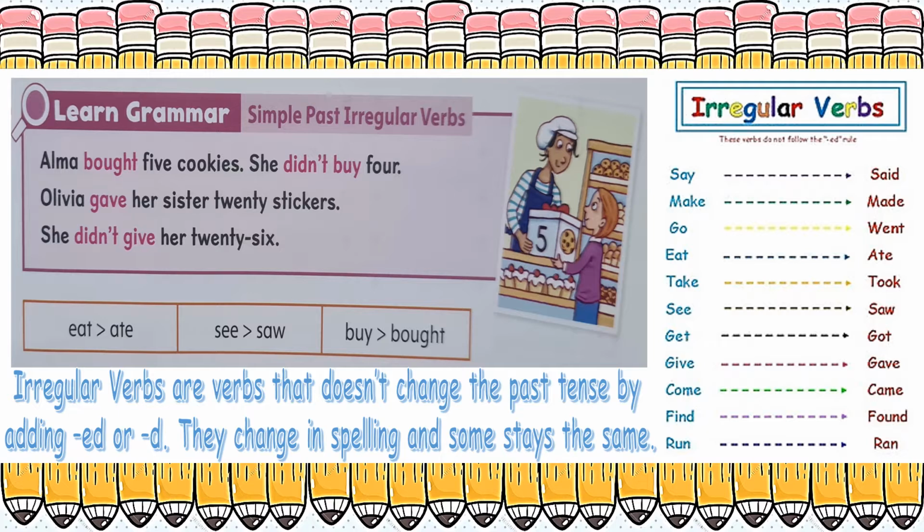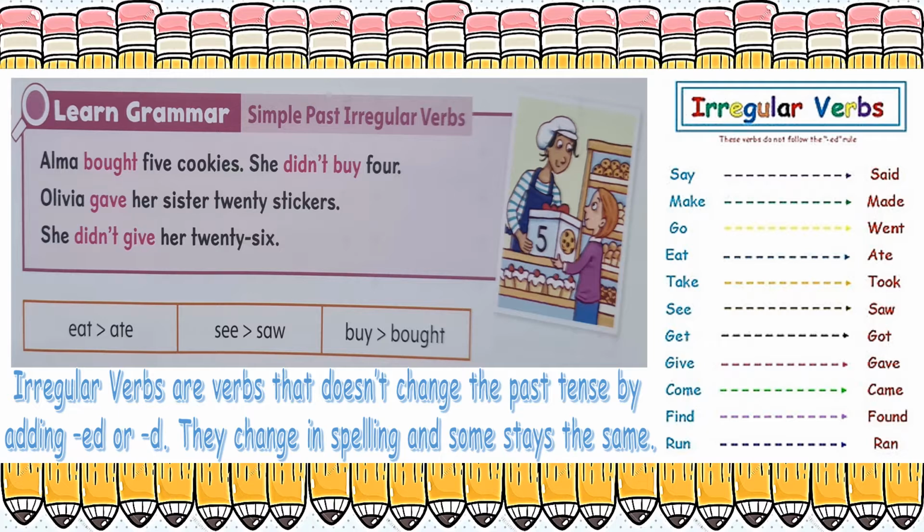Now if you noticed, all the words in the present tense, when they change into the past tense, we didn't put ed or d because these words are irregular verbs. When we say irregular verbs, in the past tense, it doesn't change just by adding ed or d. The spelling totally changes. It becomes a different word. And some of it stays the same. So in irregular verbs, it's a different process than in regular verbs.